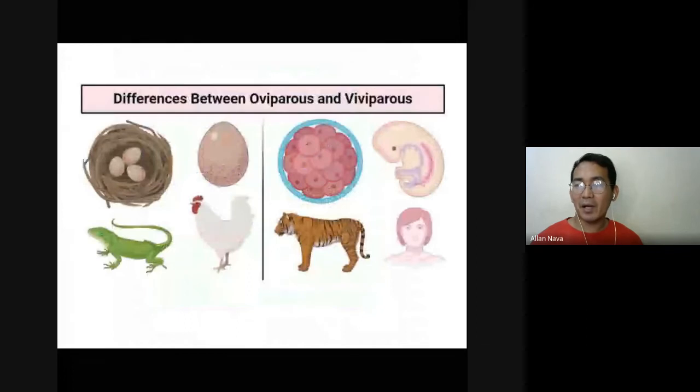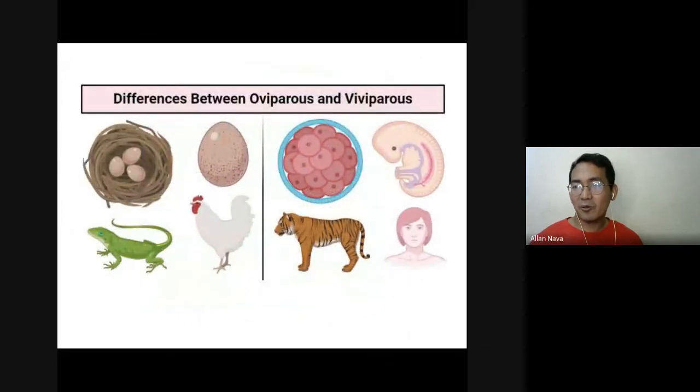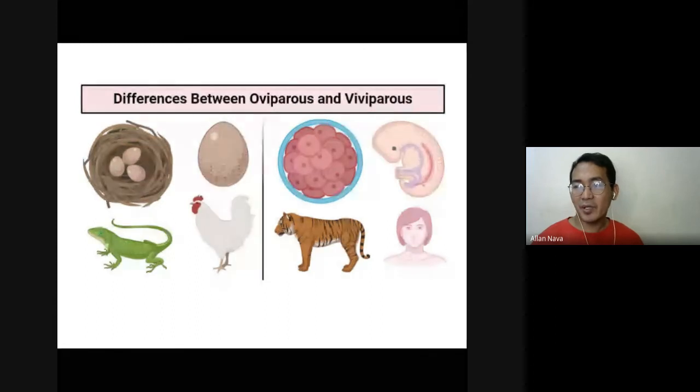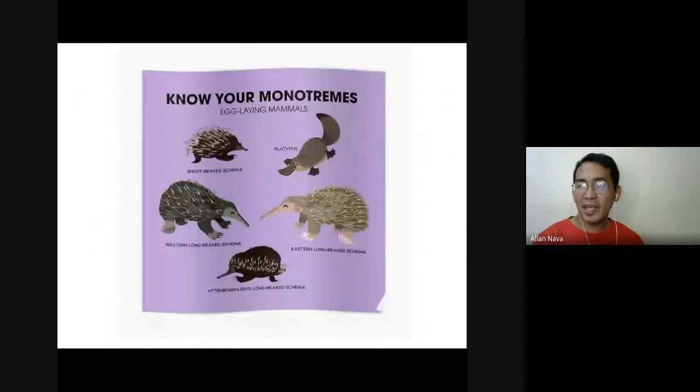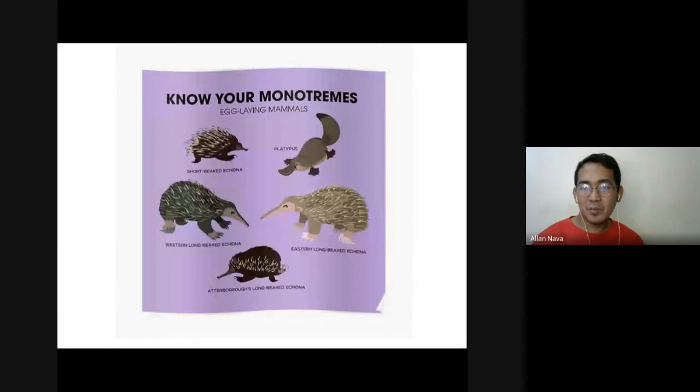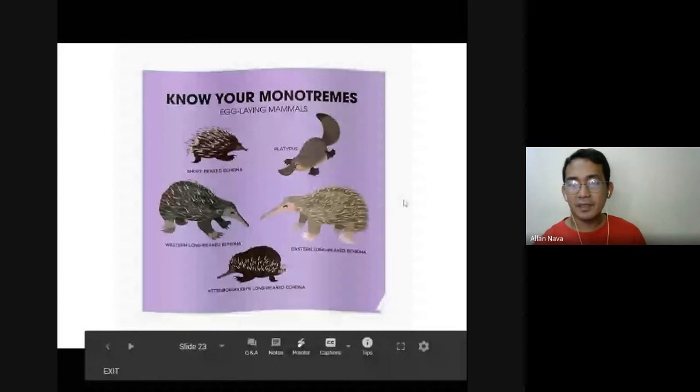Pero class, merong mga mammals na nangingitlog. Kasi di ba pag mammals, dapat pinapanganak niya offspring na agad, eksakto sa itsura niya, like dogs and cats. Pero may mga hayop na mammals pero egg-laying, katulad ng short-beaked echidna, platypus, eastern long-beaked echidna. Those are examples of egg-laying mammals. Yeah, that's it. Okay, so that is the idea.